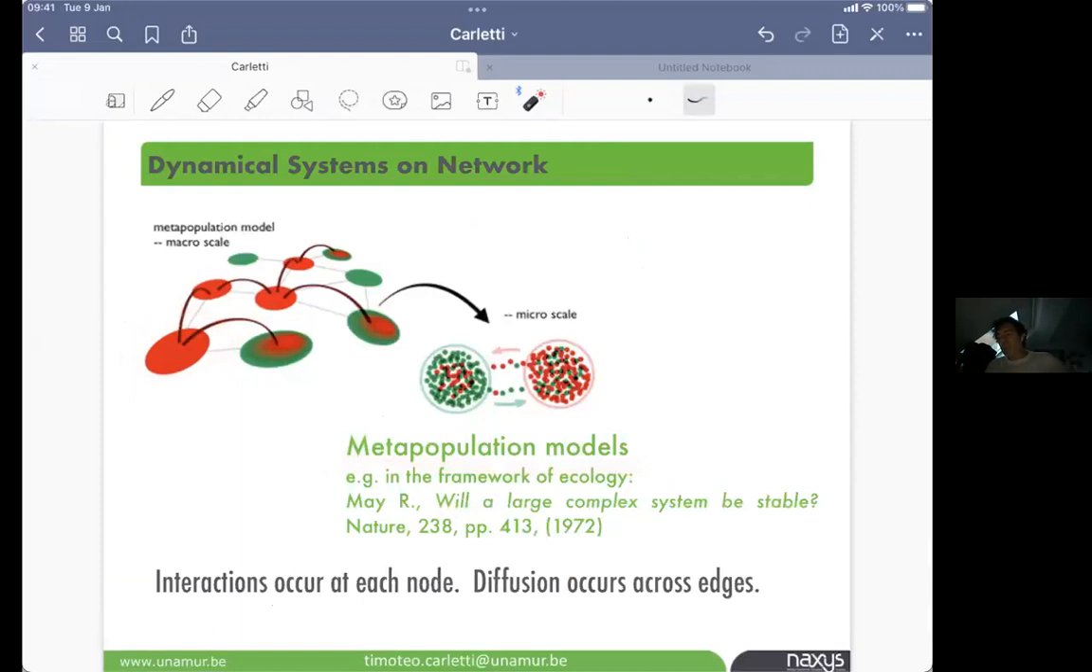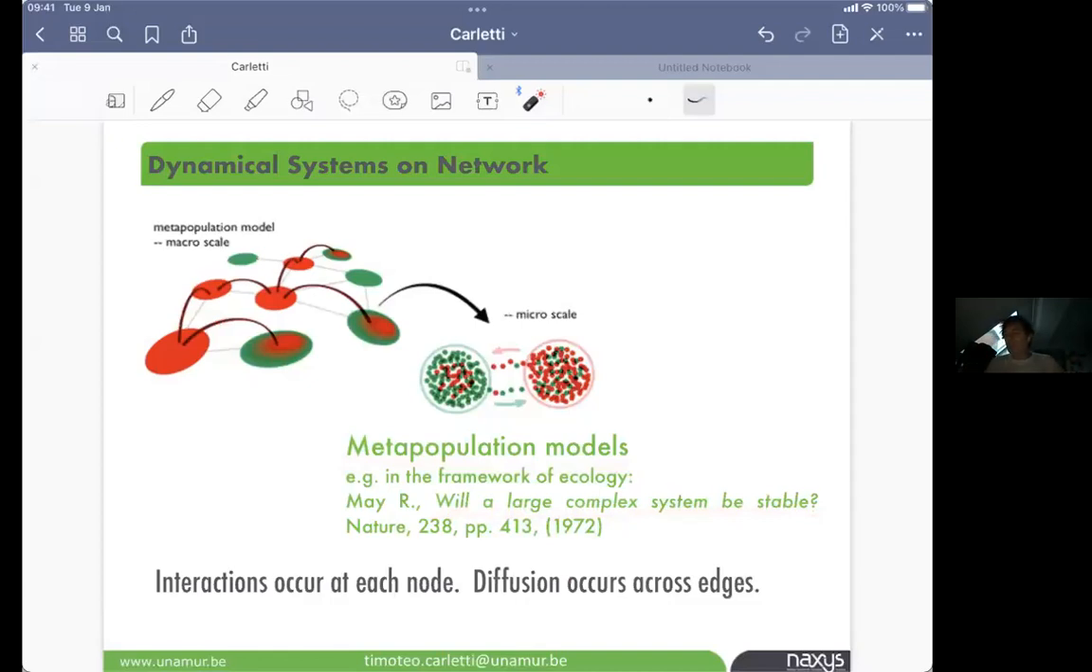which is an idea dating to '72 by Robert May in the framework of ecology. May wrote this paper, "Will large complex systems be stable?" with the idea that he has several islands where in each island you have a stable population of animals. But then if you start to connect the islands because, I don't know, the sea level changes and so on, then the question is, how will the system behave? Will it be stable or not?